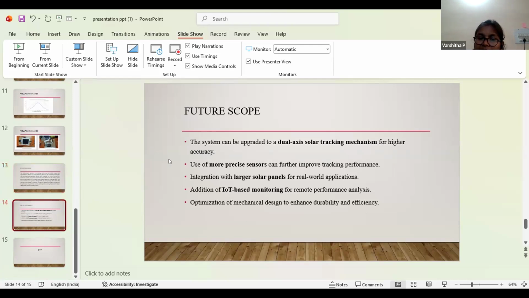And also the future scope: we presently implemented single axis, so next we can go for dual axis solar tracking mechanisms for better accuracy, and use more precise sensors to further improve the tracking performance. And we can implement it using large solar panels for real world applications. In addition to that, we can also add IoT based monitoring for remote performance analysis, and optimization of the mechanical design to enhance durability and efficiency. Thank you. Any questions?